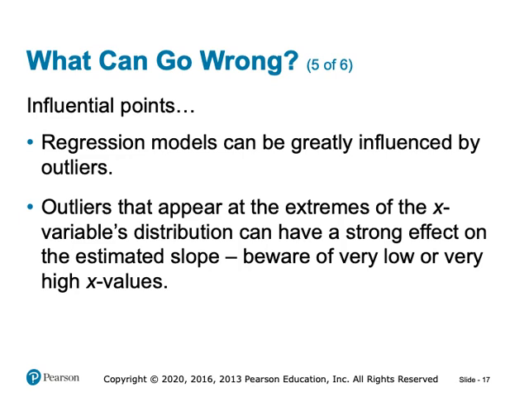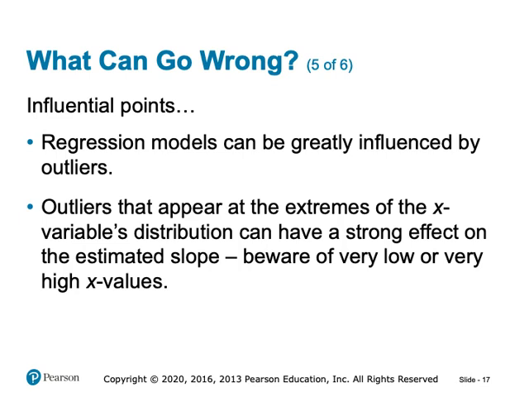1. Influence of outliers. Regression models can be greatly influenced by outliers, especially when these outliers are far from the bulk of the data. An outlier is a data point that significantly deviates from the other observations. If not properly identified and addressed, outliers can skew the results of the regression model, leading to inaccurate estimates of the relationship between variables.